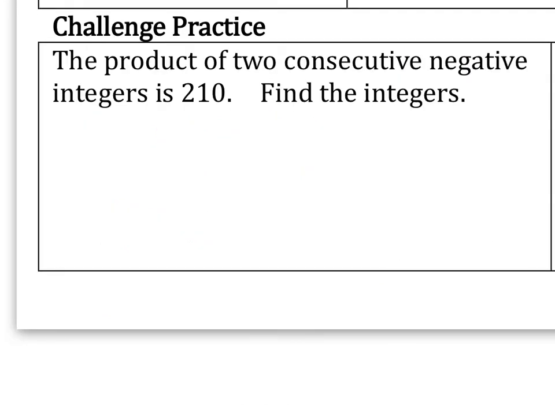Okay, now let's look at two challenge practice problems. The product of two consecutive negative integers is 210. Find the integers. Now I'm going to let the first integer be negative x, and the next consecutive negative integer to be negative x plus 1. And their product is 210.